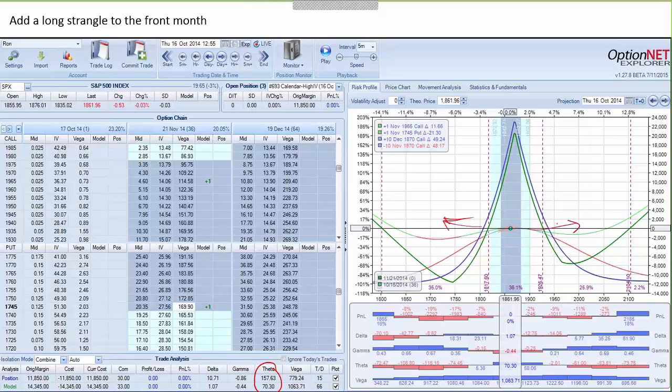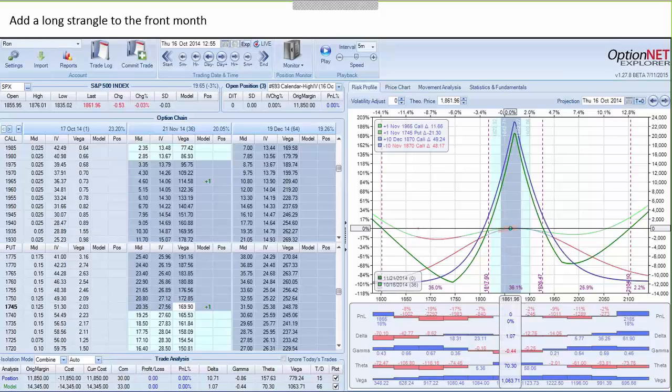And on top of that, not only are we not that bad, but if we get a massive move, then probably IV is going to go up, and we're mostly long Vega, so the entire line is going to kind of come up, right? So that's one option. This is adding a strangle to the front month, okay?